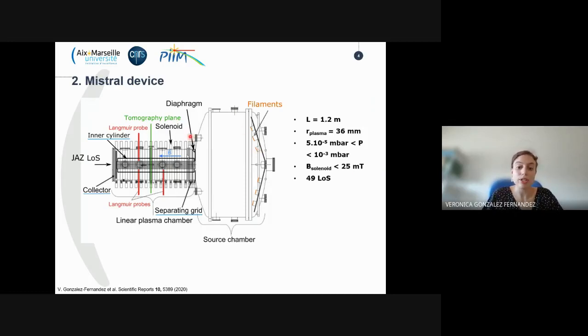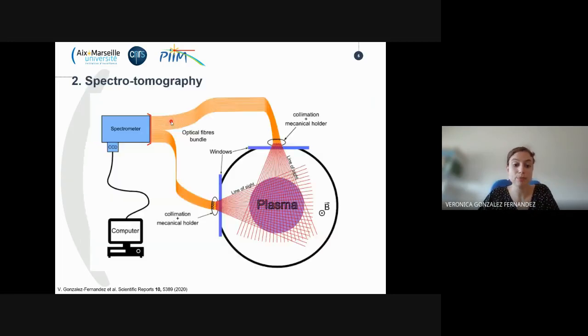Here I present the Mistral device, the machine where the measurements were performed. In this case, we are generating an argon plasma in this primary source, and after it's magnetically confined in this column. There are so many elements we can pay attention to, but we are going to fix 3 important parameters. The Langmuir probes, which allow us to have a permanent control of the plasma. This spectrometer called JAS, placed at the end of the column, that allows us to have a radial profile at every moment of the plasma, and also the tomography plane, which I will explain in the next slide.